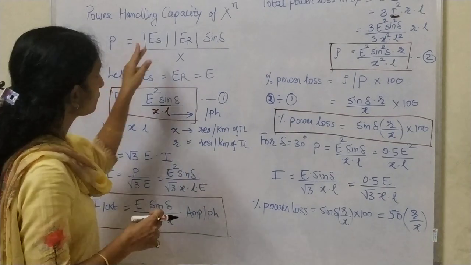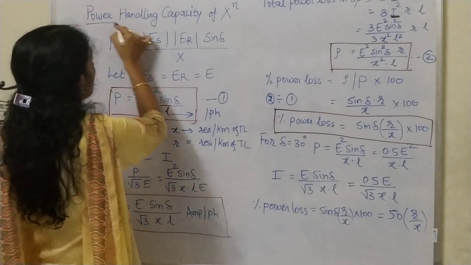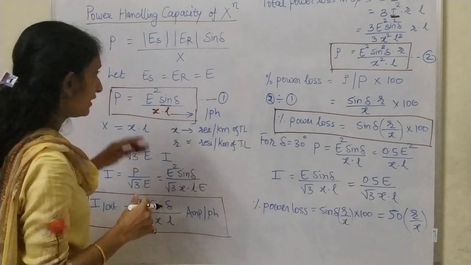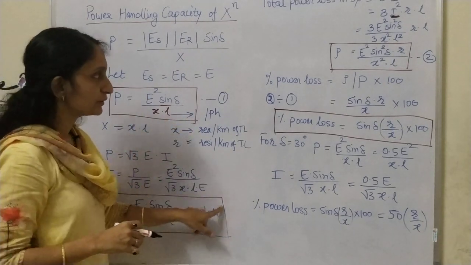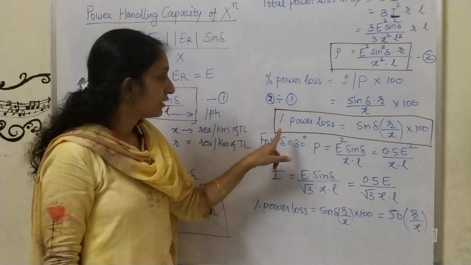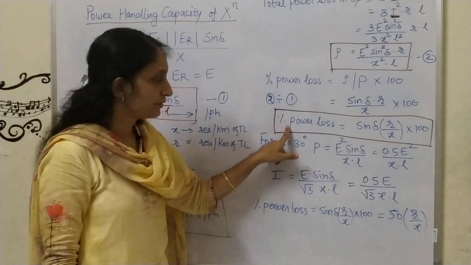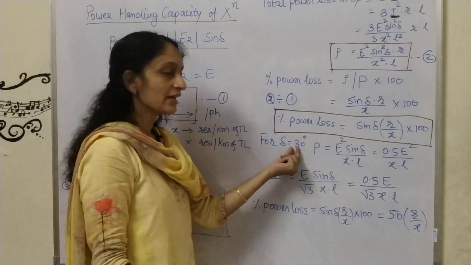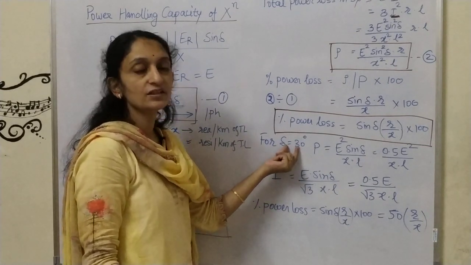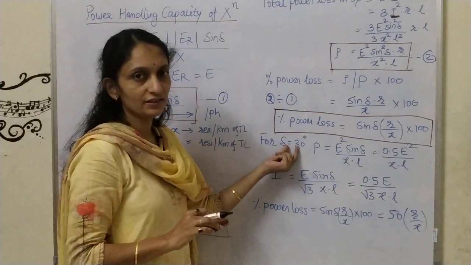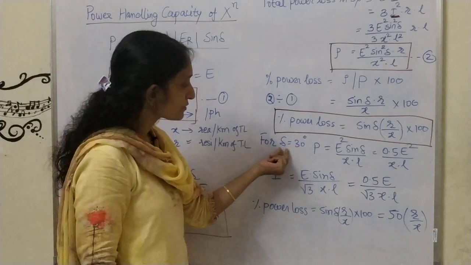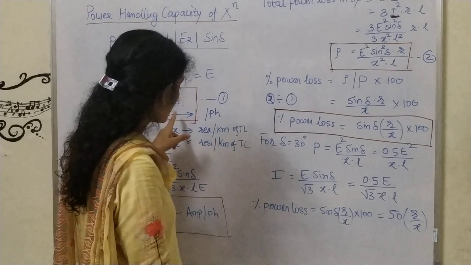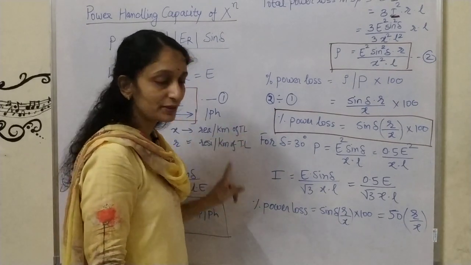From the power handling capacity of the transmission line, we actually have four formulas: number 1, number 2, number 3, and number 4. Now for delta equal to 30 degree, which we generally use, delta will be a fixed value. So we are substituting the value of delta in formulas 1, 2, 3, 4.